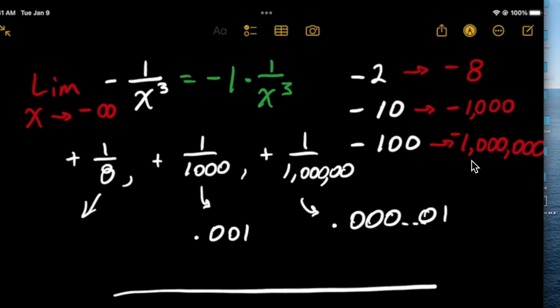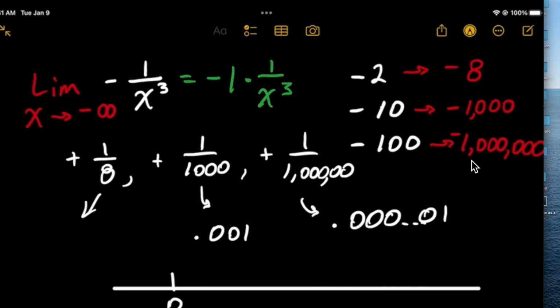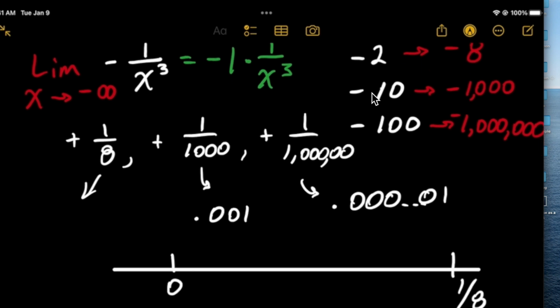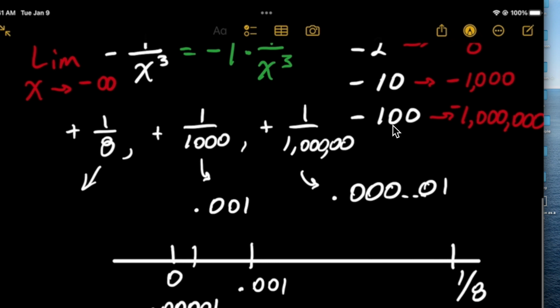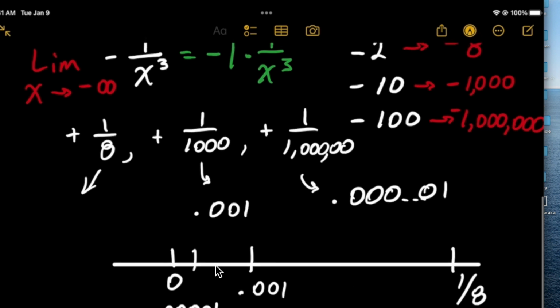If we go to our number line, here's 0. Initially, when our x equals -2, we're at 1/8. I don't know what that is in a decimal. Then when we increase to -10, we're at 0.001. I know this is not to scale. Then when we increase to -100, we are very, very close to 0 at 0.00001. Again, as x is getting larger, negative, towards -infinity, the y value is approaching 0.